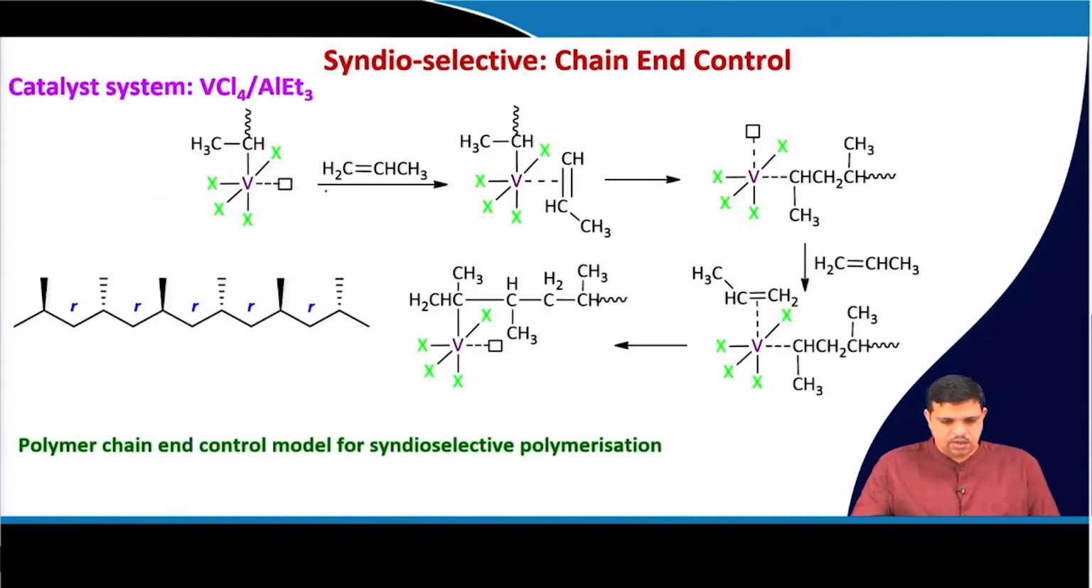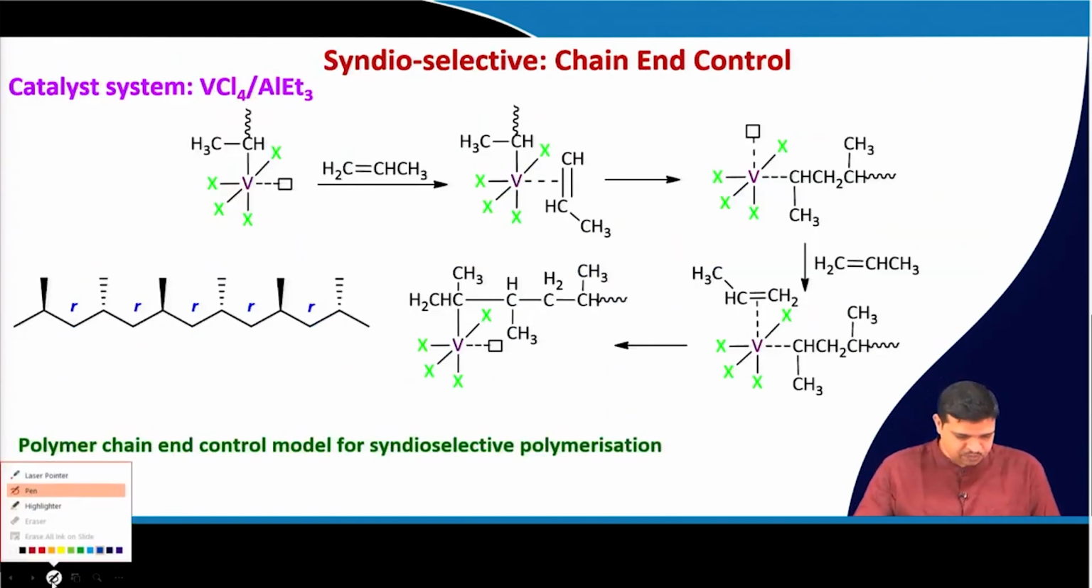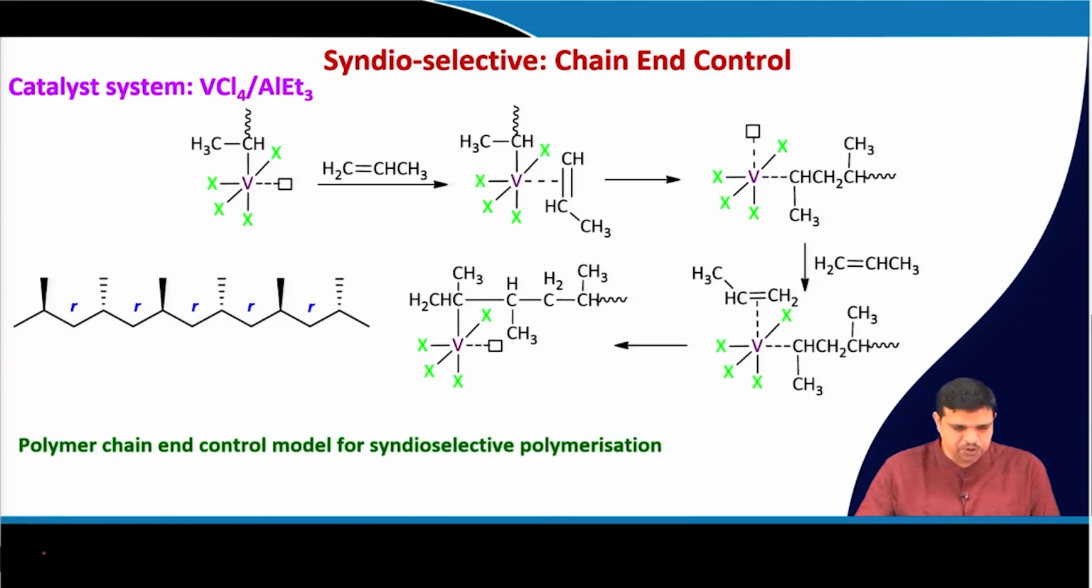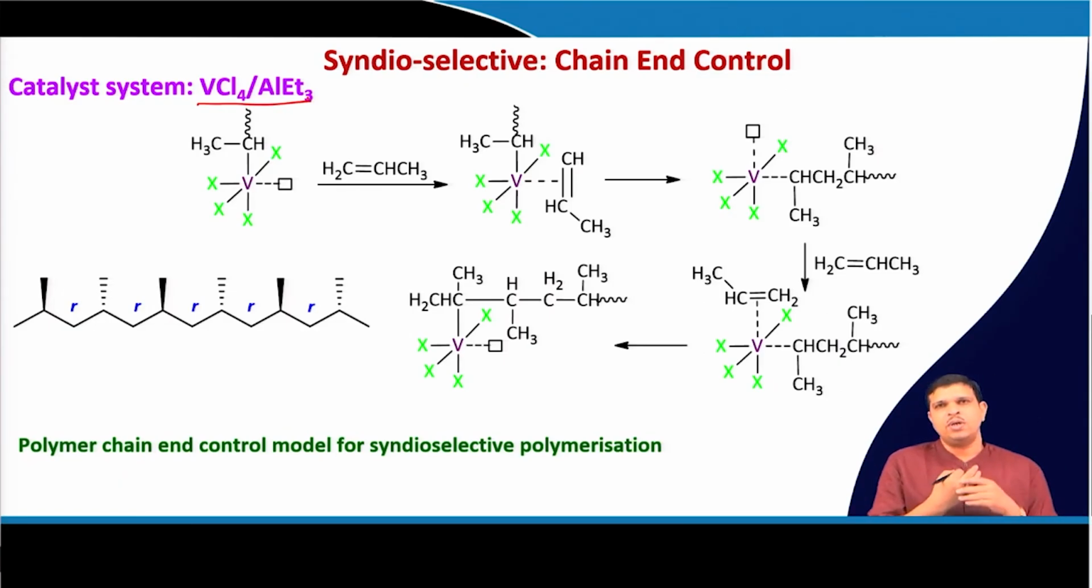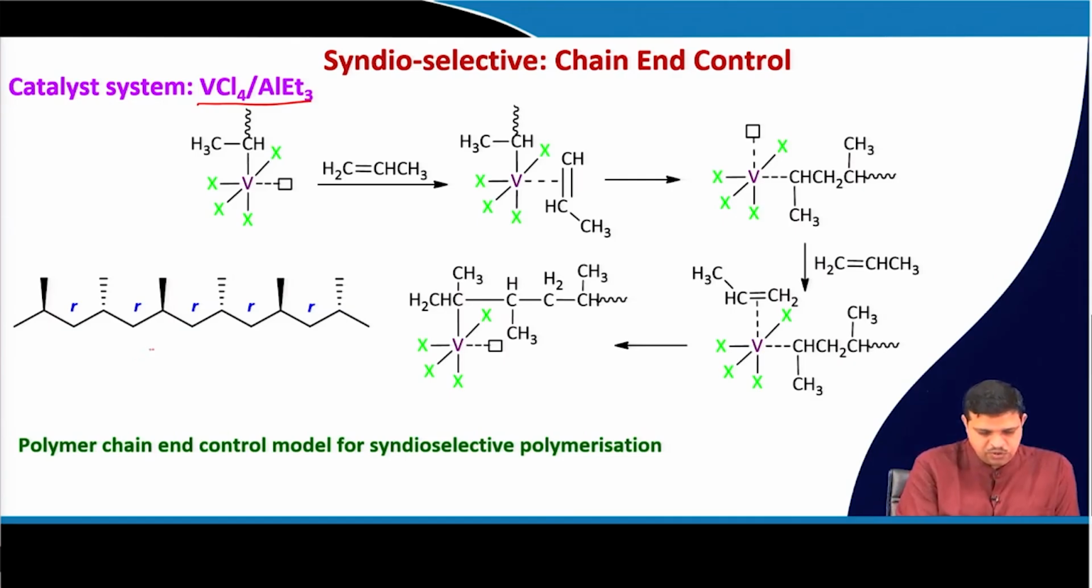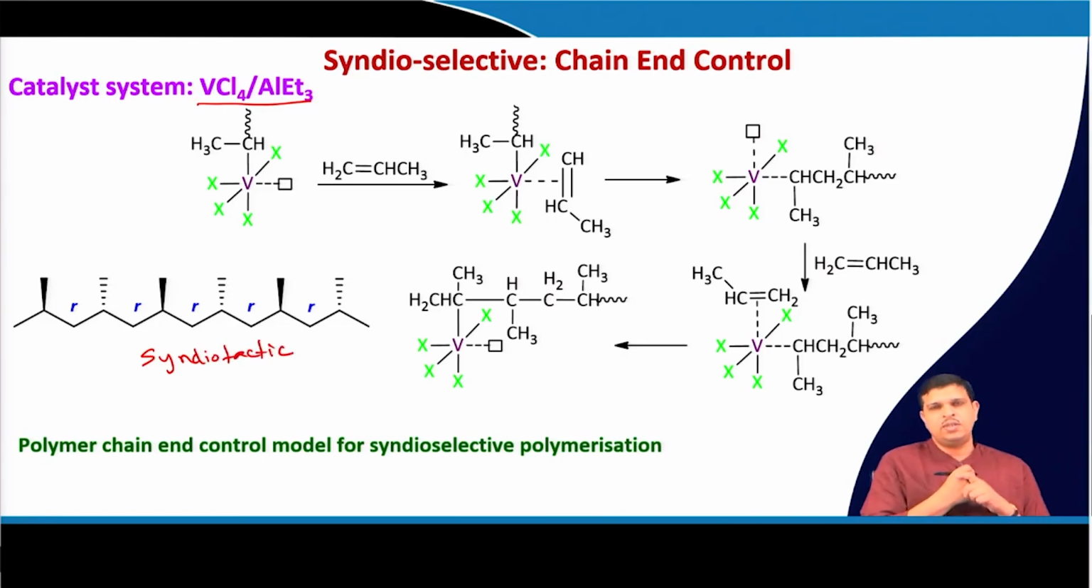Okay. Now very interestingly, if we use the VCl4 AlEt3, because these are, you see, titanium, vanadium. So if we use titanium, we may think that if we just replace it by VCl4, probably we will get the same polymer, but it is actually not. So you will get the syndiotactic polymer if you use the VCl4 AlEt3 system. This is also Ziegler Natta, falls under the Ziegler Natta catalyst category.